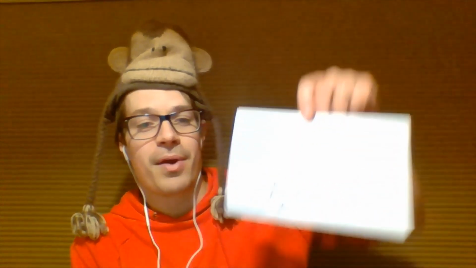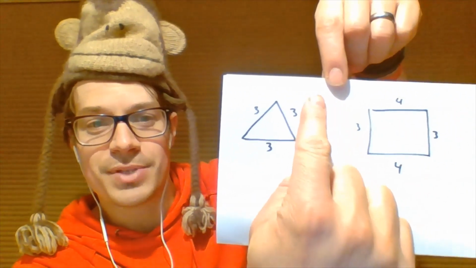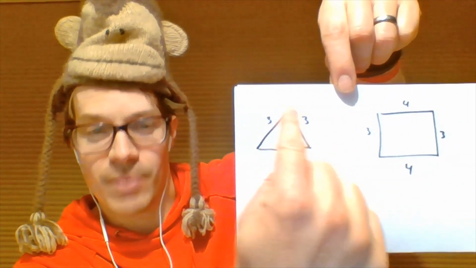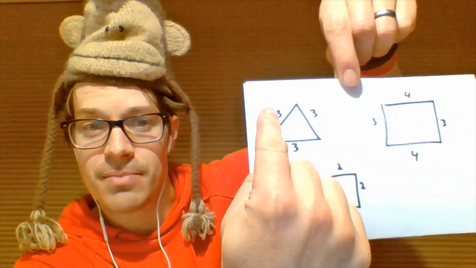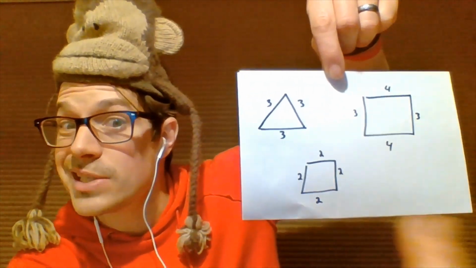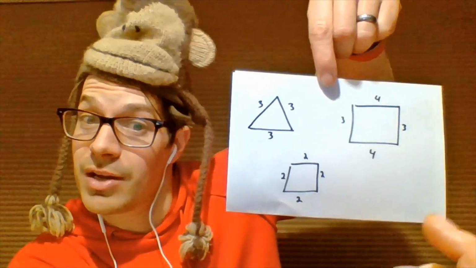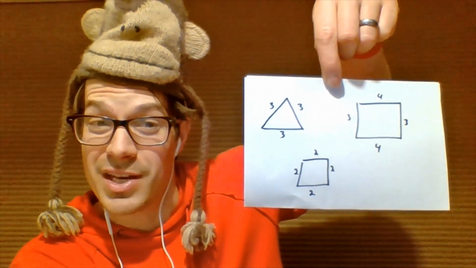So when I find the perimeter of these shapes, all you got to do is add up the numbers. Make sure you don't count a side twice. Add up all the numbers. You get the perimeter of this one. 3 plus 3 plus 3 is 9. Or you could say 3 times 3 because there's 3 of them, just instead of doing repeated addition in that case.